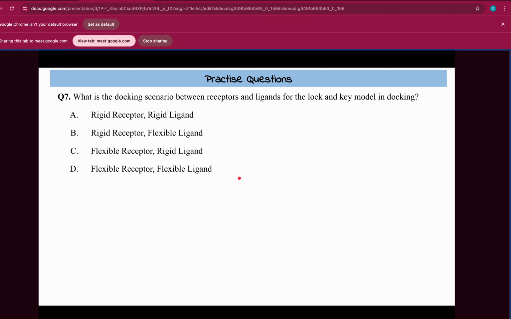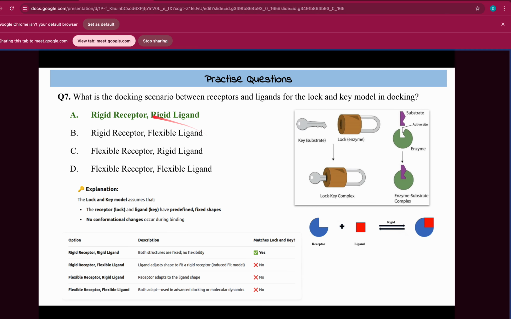Okay, now let's see the right answer. So the right answer is rigid receptor and rigid ligand. So we have seen that in the lock and key model, it is assumed that both the ligand and my protein do not undergo any conformational changes, they are rigid. So that's why option A is right. Whereas in case of induced fit model, my ligand and receptor can be flexible and they both are not considered rigid at the same time.